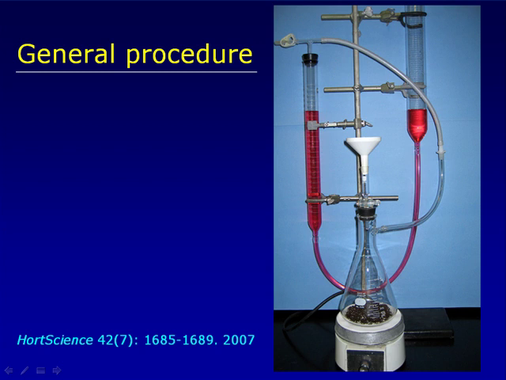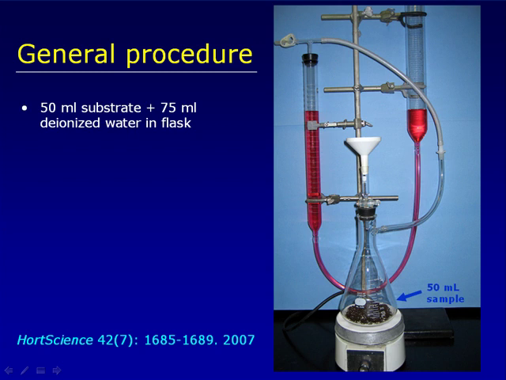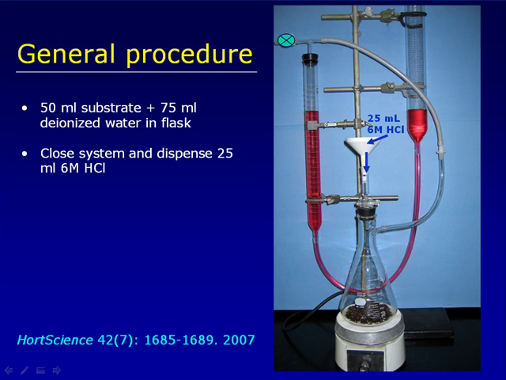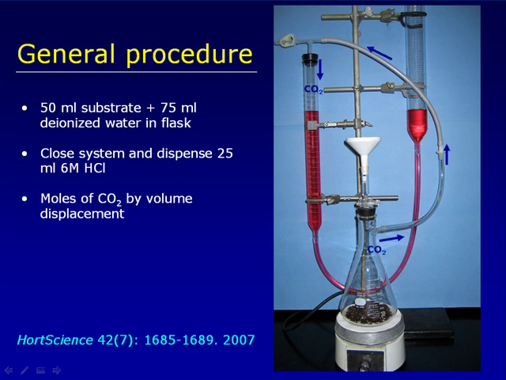So let's work our way through the general procedure. Normally we have a 50 milliliter sample of growing medium. We add some water in there to allow for increased mixing and reaction with the HCl. We add in 25 milliliters of 6 molar HCl and close the stopcock. The HCl enters our system, reacts with the carbonate limestone, and displaces our red solution as the CO2 gas evolves.